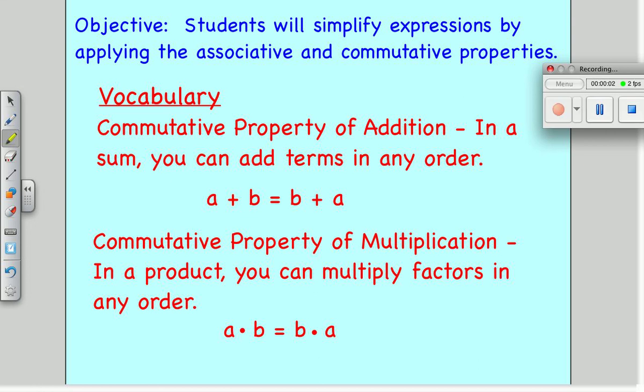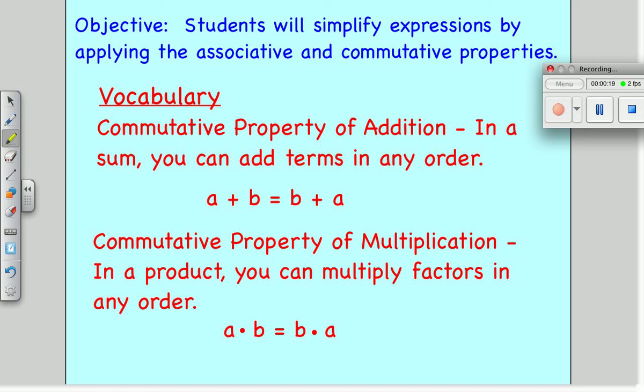Alright, guys, today's lesson is on Chapter 1, Lesson 7. So in your notes, make sure you write 1.7 and write today's date. And your objective: students will simplify expressions by applying the associative and commutative properties.